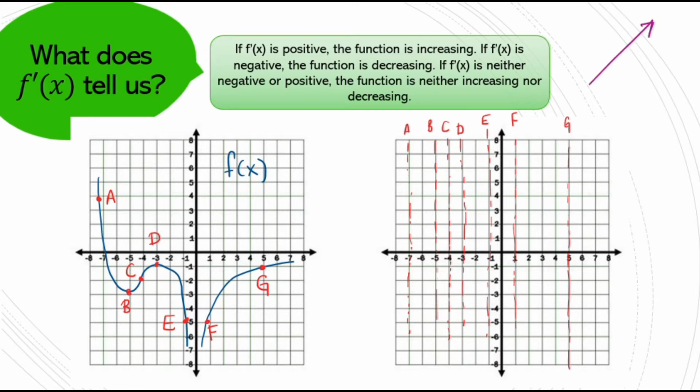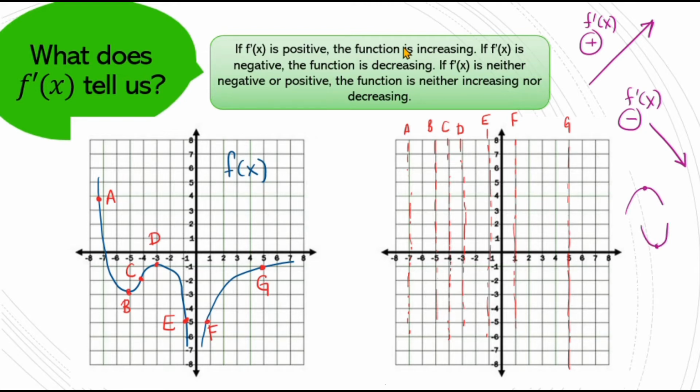If f prime of x is positive, that means the function is increasing. No matter where it is on the graph, it's going up. If f prime of x is negative, the function, no matter where it is on the graph, is decreasing. And if it is neither positive nor negative, that means you're at a local maximum or a local minimum, a high or a low.